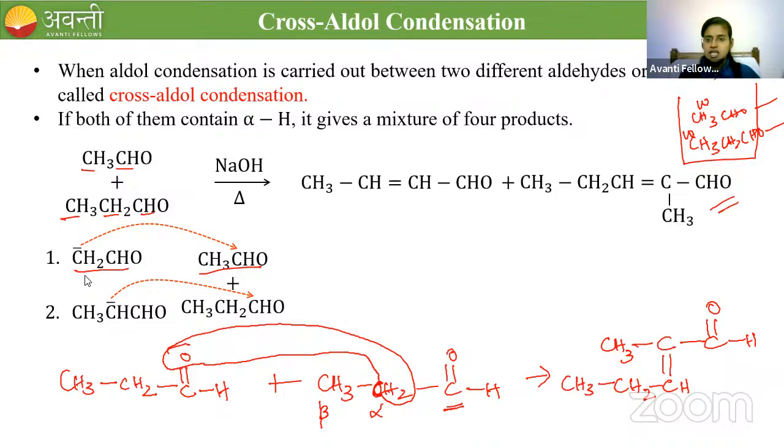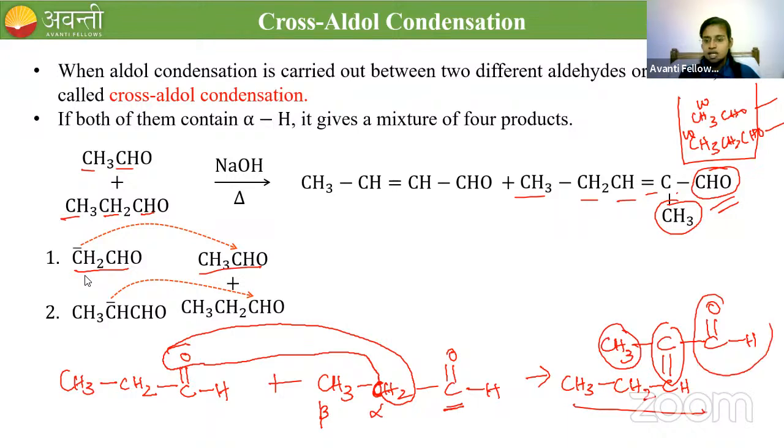CH3, CH2, CH, double bond C, and that C is attached with CH3 and that C is also attached with CHO. Clear for all of you? You don't have to memorize, just understand and write in the way you have understood. You will get the correct answer if you follow this trick.